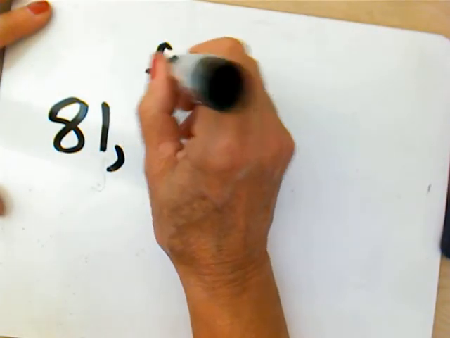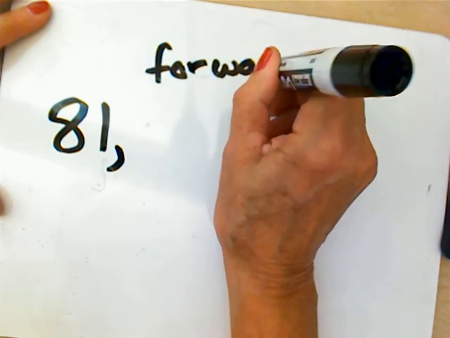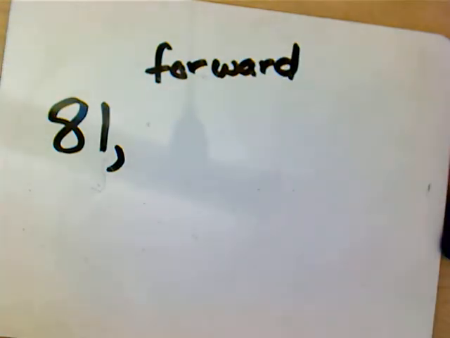This time we're going to start at 81. We're going to start at 81, and you're going to count forward. So you're going to go forward, counting by ones. Ready and begin.